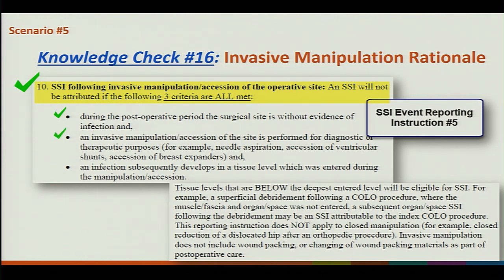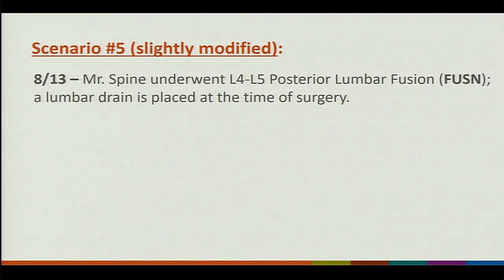An invasive manipulation or accession of the site was performed for diagnostic or therapeutic purposes, and that was the case. They put a lumbar drain in. And then an infection subsequently developed at this tissue level that was entered during this manipulation accession. Does that make sense? Okay. Because we do get a lot of invasive manipulation questions, and it's just something that I wanted to address.